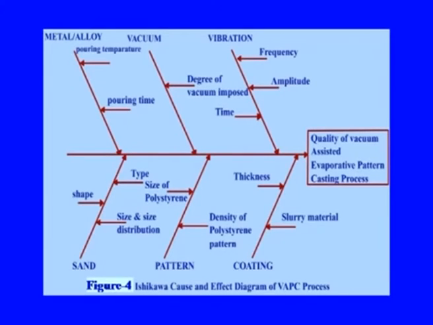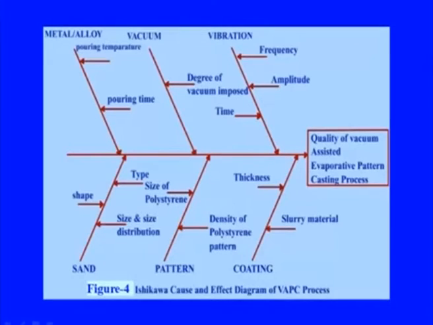In order to identify the important process variables affecting the quality of the vacuum assisted evaporative pattern casting process, an Ishikawa cause and effect diagram is constructed, as shown in figure 4. This is the Ishikawa cause and effect diagram, which shows the relationship of different variables that finally affect the quality of the process product. These are basically the metal and alloy based parameters, then vacuum based parameters, then vibration based parameters like frequency and amplitude, then time, then the sand based parameters, shape, size and the type of the sand, etc.